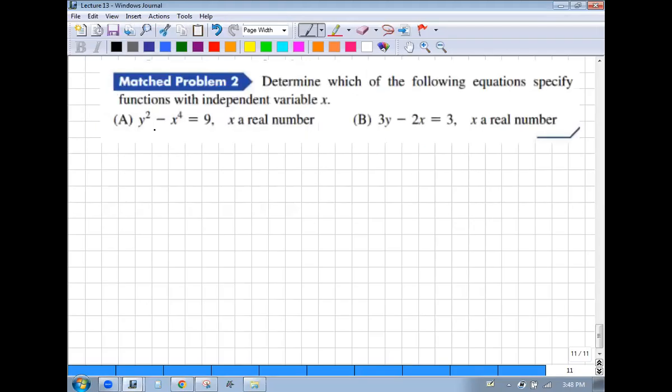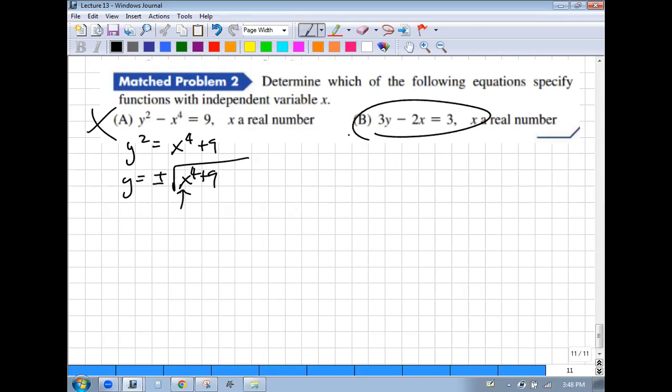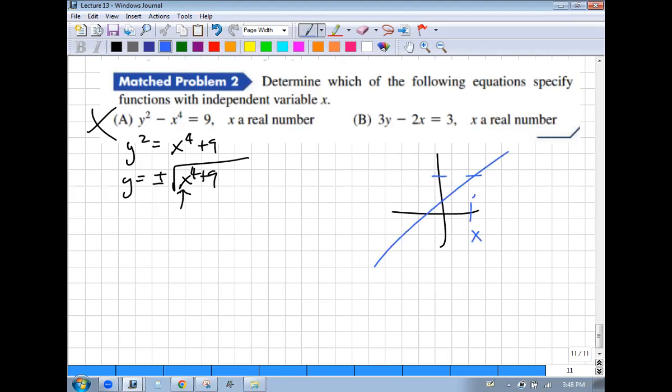All right, can I get the y by itself? I can try. I get x to the 4th plus 9. If I take the square root, though, one number in, I'm getting two numbers back, the positive version and the negative version. So no, can't be a function. This one, you already know that's a line, right? If you graph that, that's a line. Any straight line is going to be a function. For one x, there's only one y.